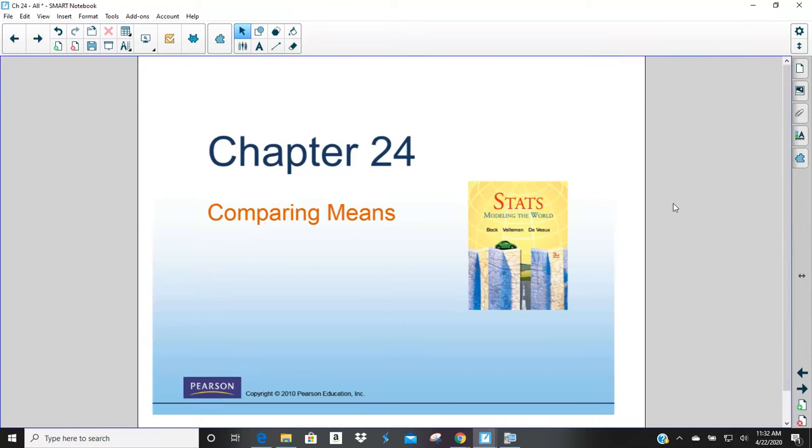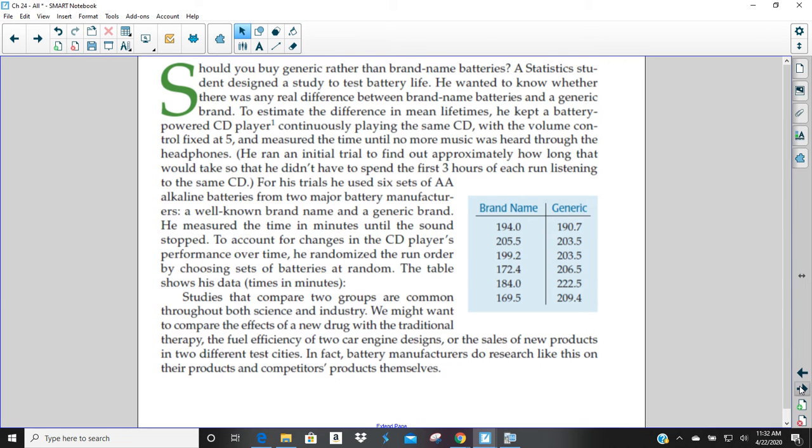Good morning, everybody. Today we're going to be starting chapter 24, which is comparing means. So we previously, in chapter 23, did confidence intervals and hypothesis testing for one sample t-tests and one sample t-intervals. So as you can imagine, today we're going to be working with two samples when we're doing comparisons.